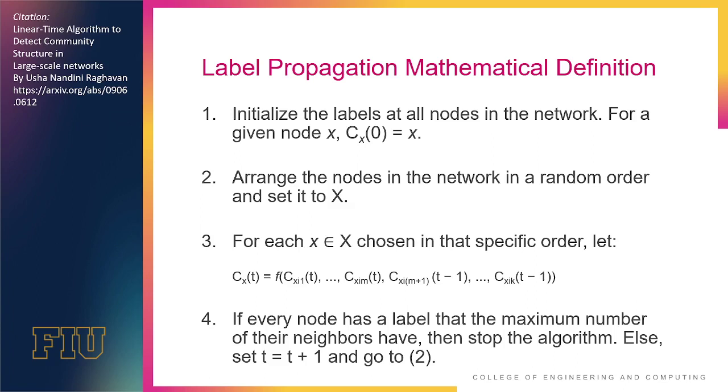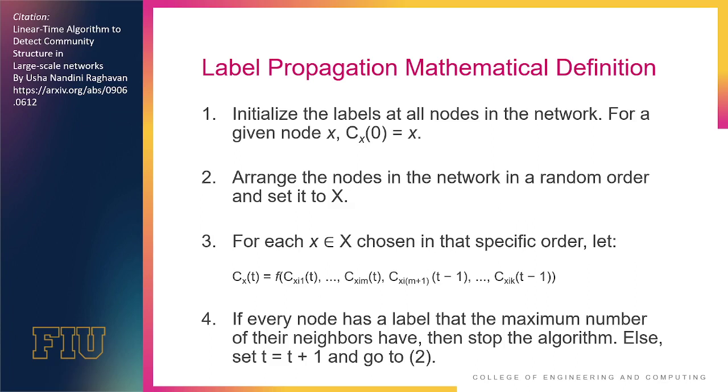The way that this functions is that first, all the nodes within any given network are assigned to their own unique community. So for any node x, it is placed within community x. Then all of those nodes are placed in a random order, and that random order is big X. After we have this random order, we go through each node, little x, within big X, and we are looking for this function that is explained under step 3.